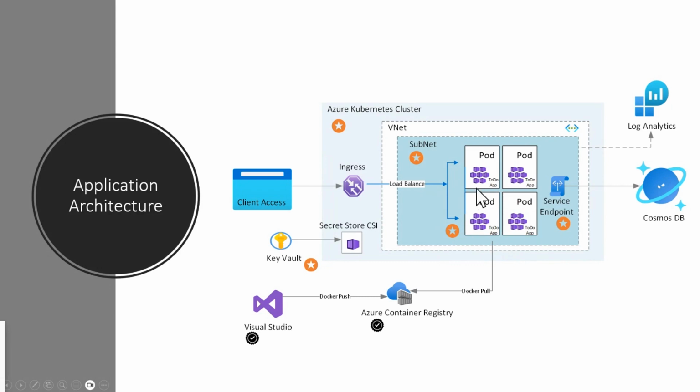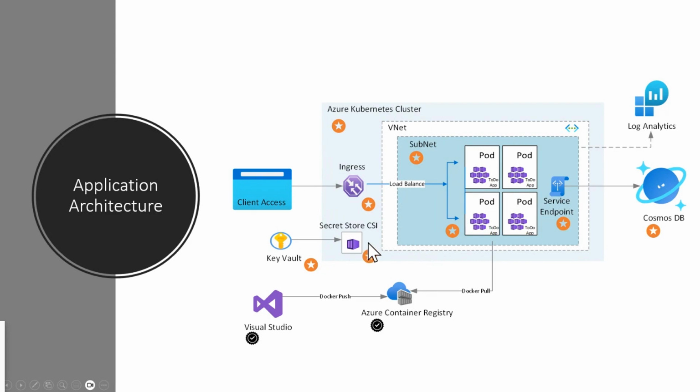To make sure that our pods are able to connect with Cosmos DB, we are going to deploy a service endpoint, and this service endpoint is then going to talk to Cosmos DB. So our application that's residing inside this pod is going to use the service endpoint and then talk to Cosmos DB. We are going to have an ingress service in Azure Kubernetes Service, which is basically to provide a load balancer as well as to provide an outward-facing IP.